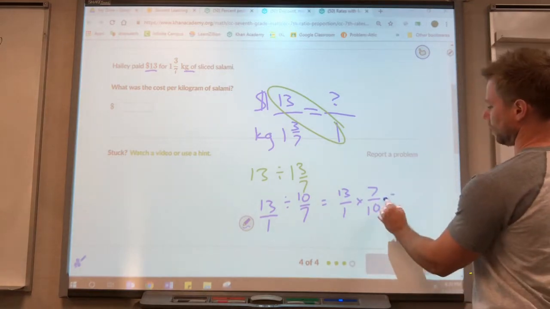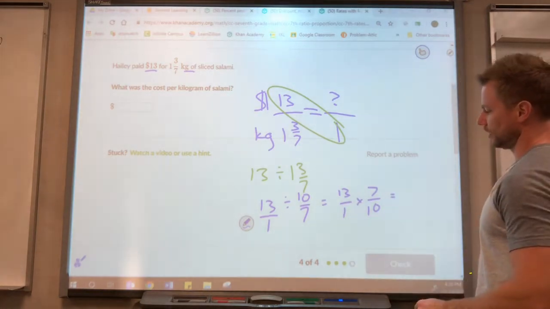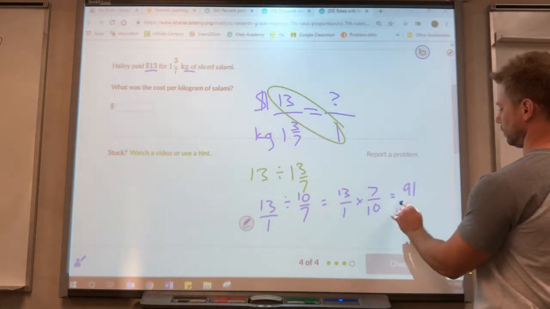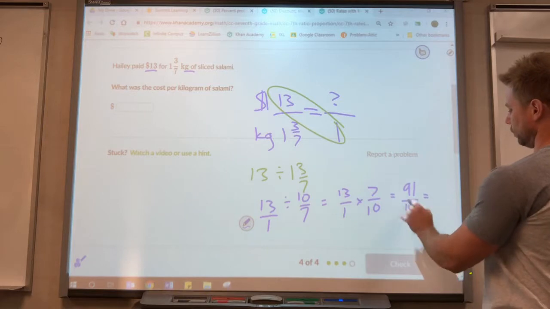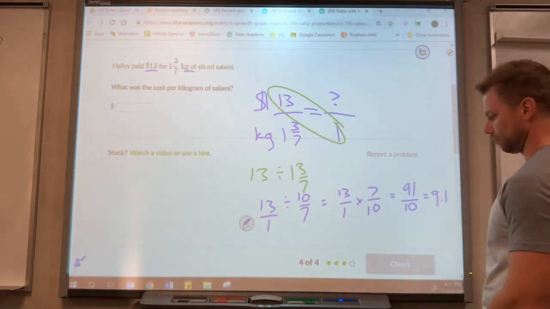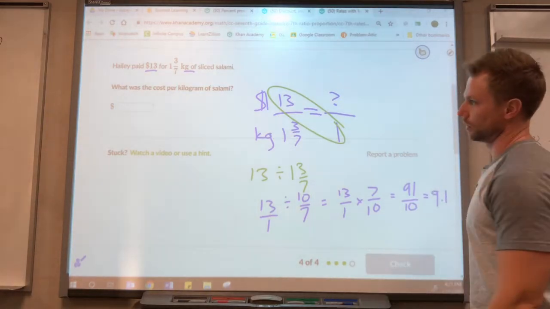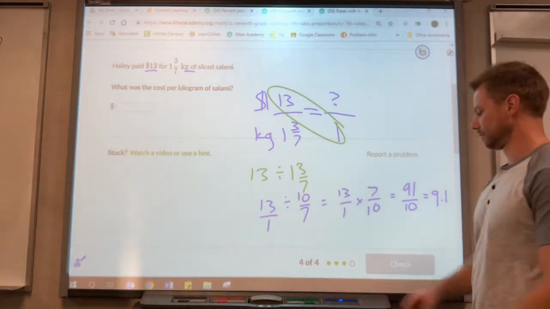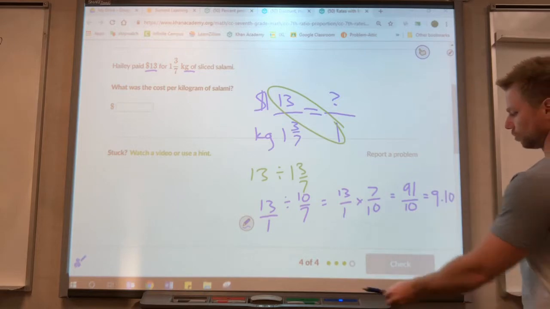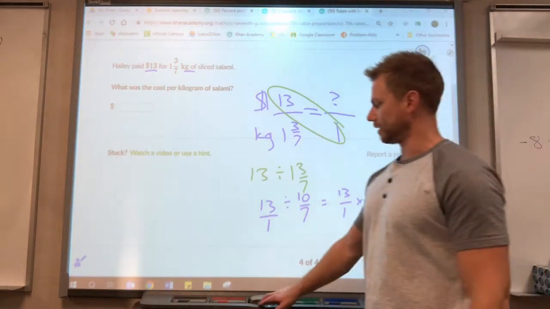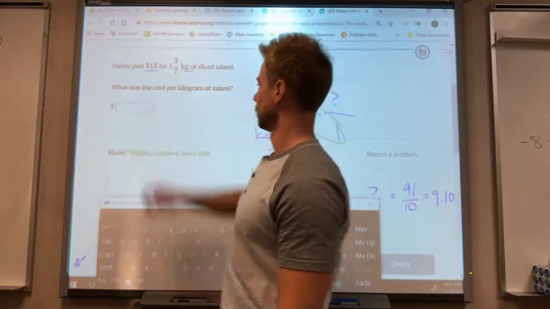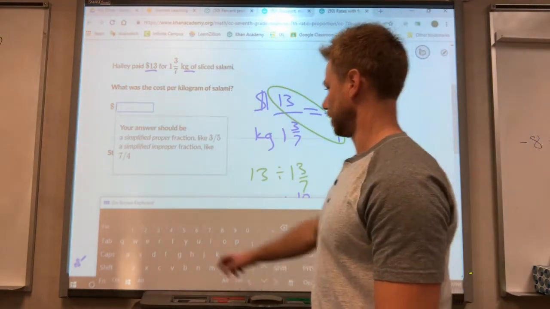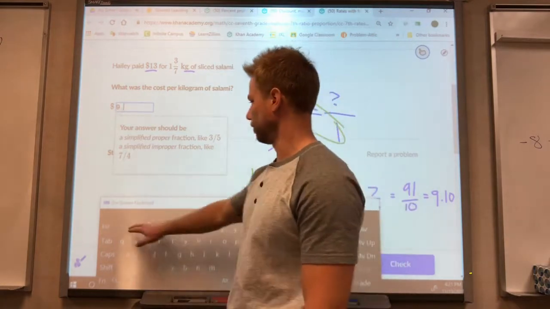And then we can multiply. 13 times 7 is 91 over 10. 91 divided by 10 is going to be 9.1. Okay, so what was the cost? Now remember, this is money, so we have to add a 0 to get our 2 decimal places. It's going to be $9.10 for 1 kilogram of salami. So 9.10.